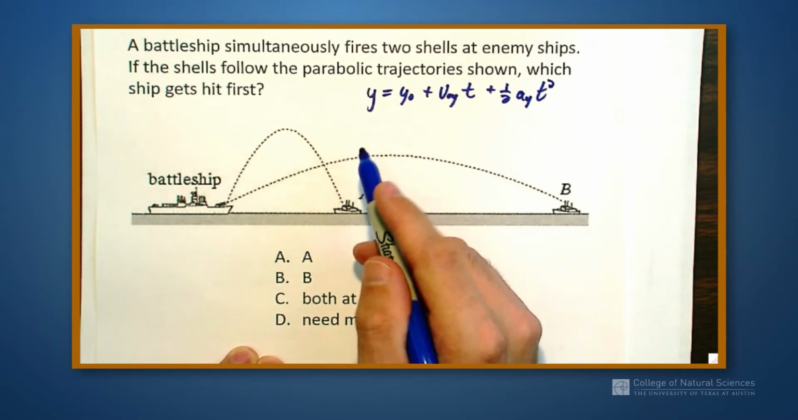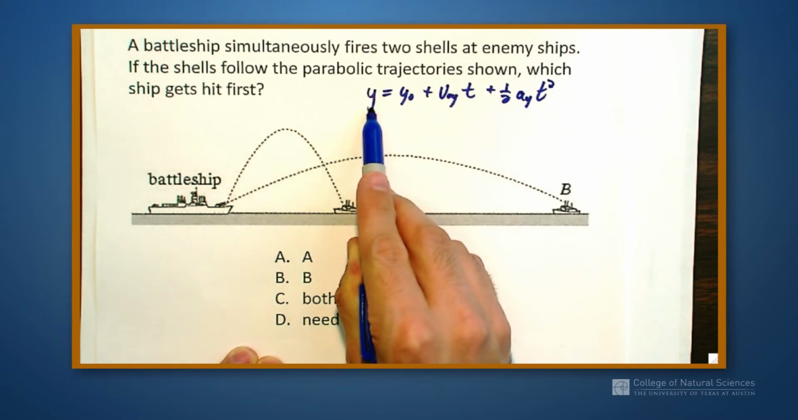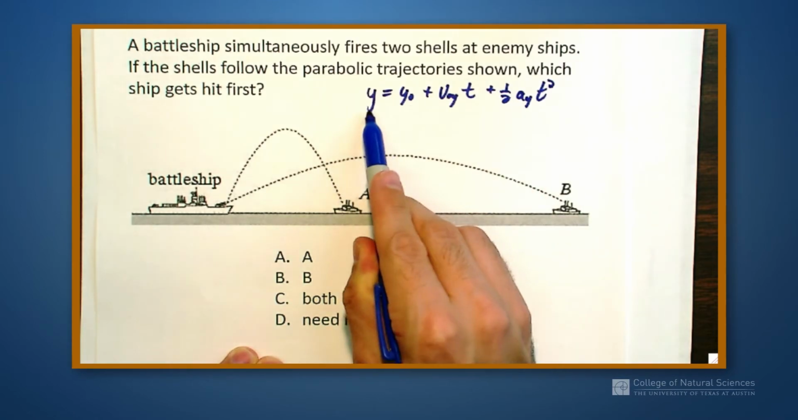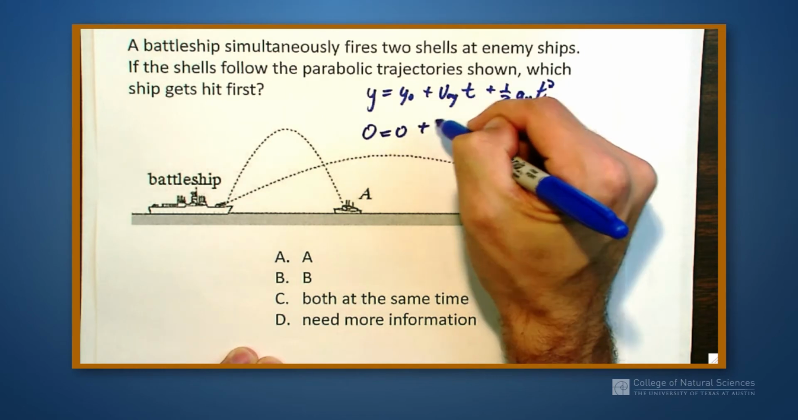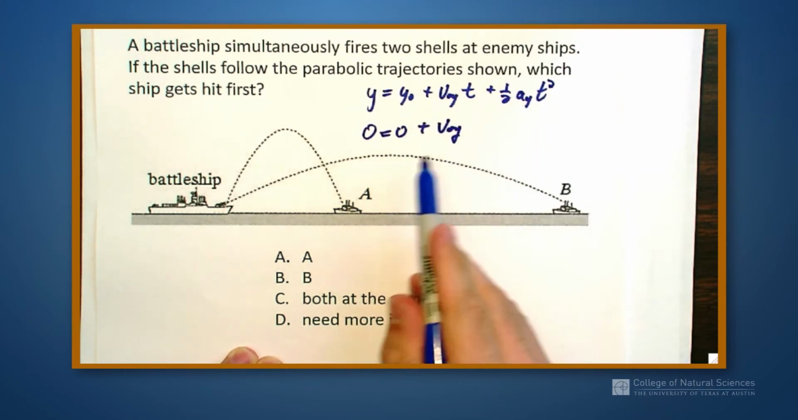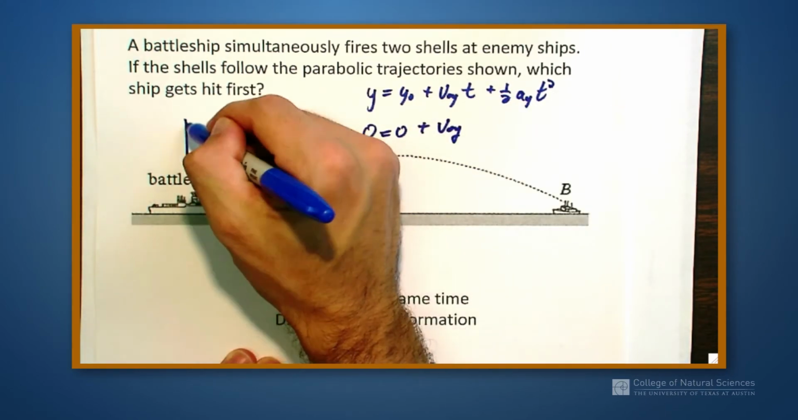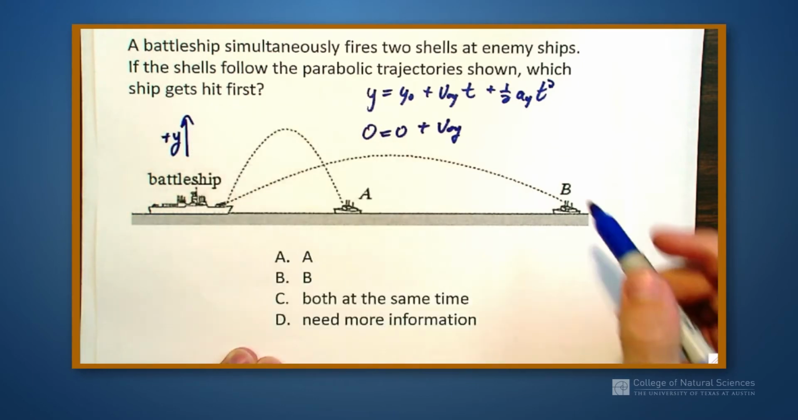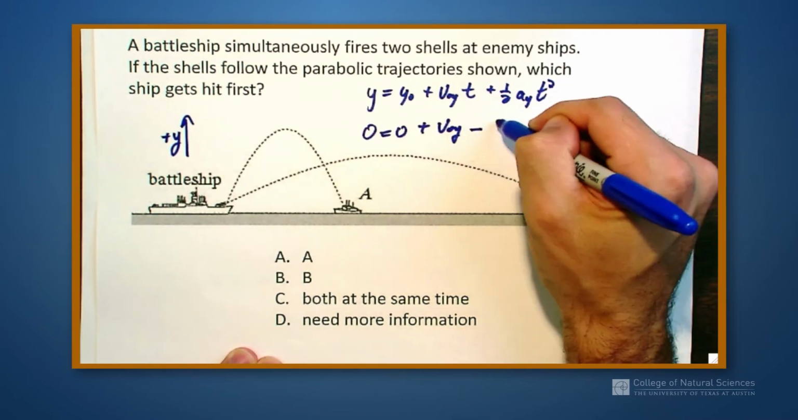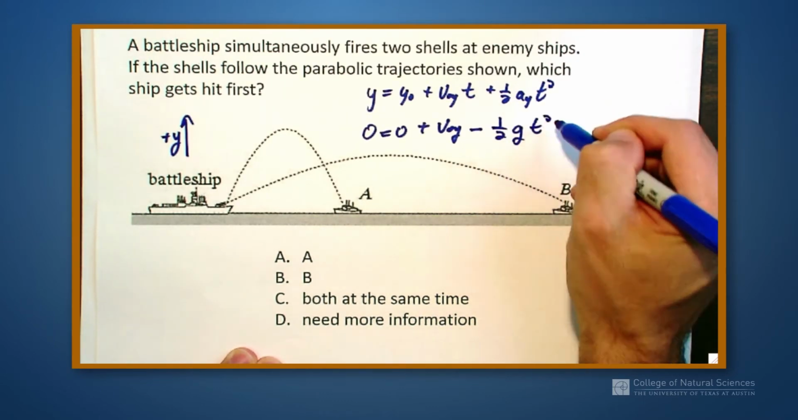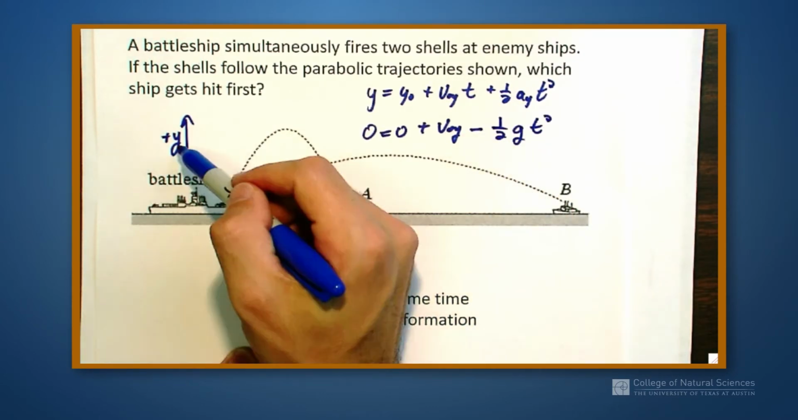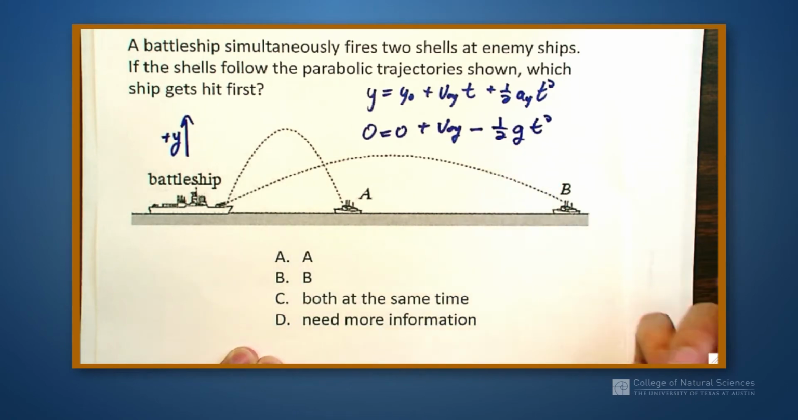I know that it ends at a height and starts at a height of 0. So 0 equals 0 plus our v naught y. This is a positive value because it's shooting in the positive y direction. And I know it's a negative 1/2 g t squared. Negative g because I'm in the downward direction for my acceleration.